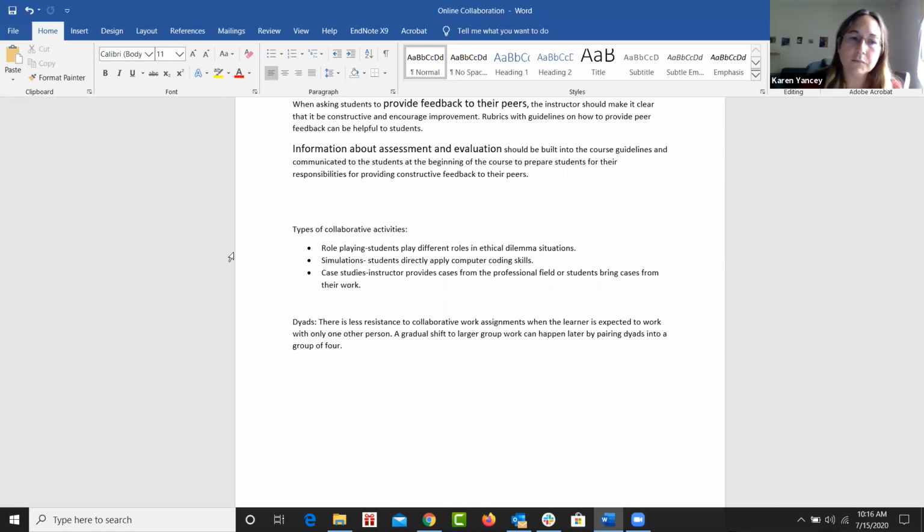And if you have resistance, or if you have students that are timid or don't want to do collaborative group work, dyads or paired activities tend to have less resistance if they only have to work with one other person. And then over time, you can shift to larger groups by pairing up a dyad into a group of 4. So you can ease your class into online collaborative activity if they haven't had much previous experience with it.